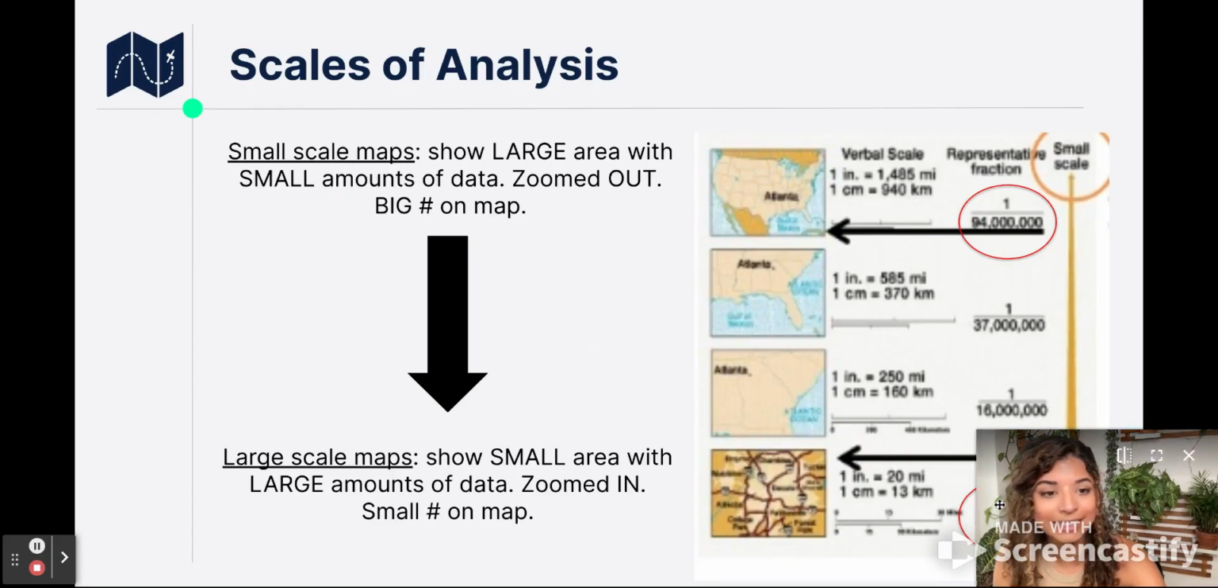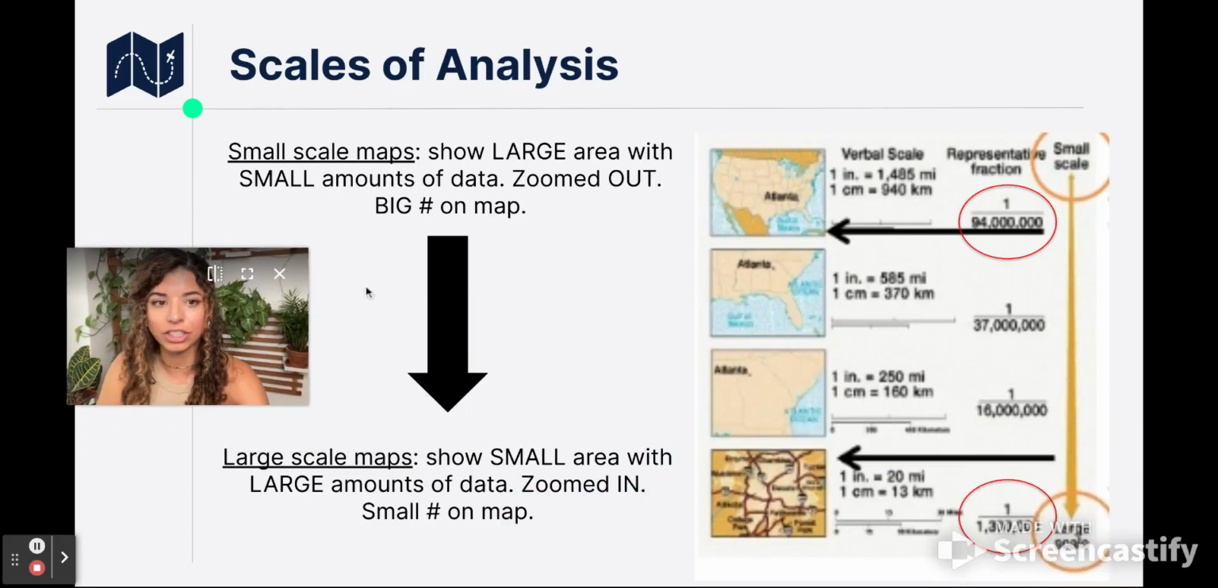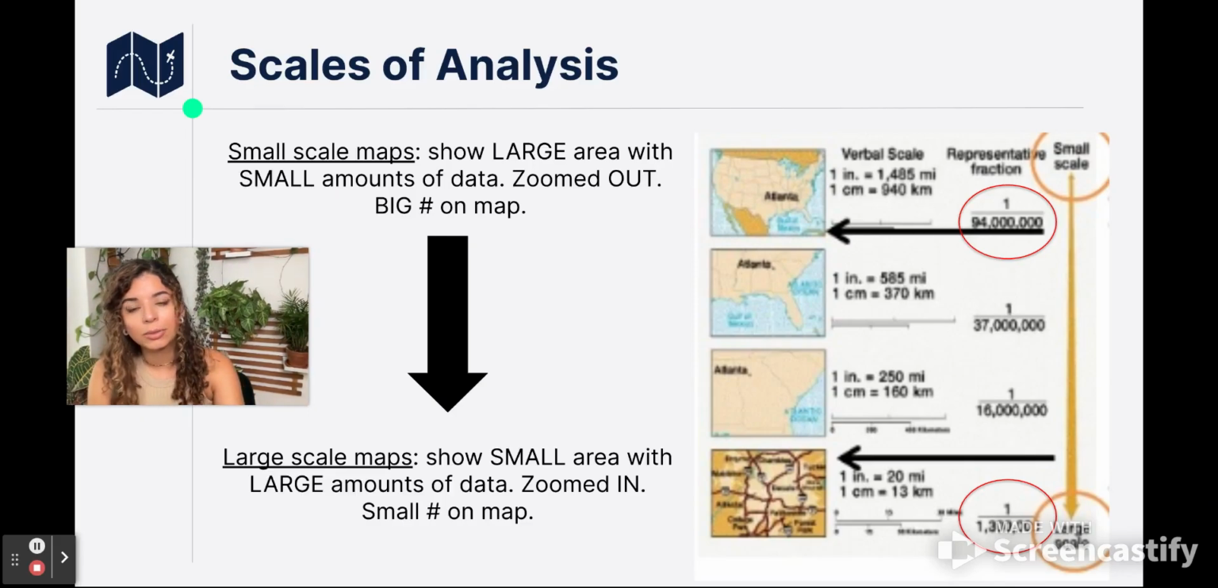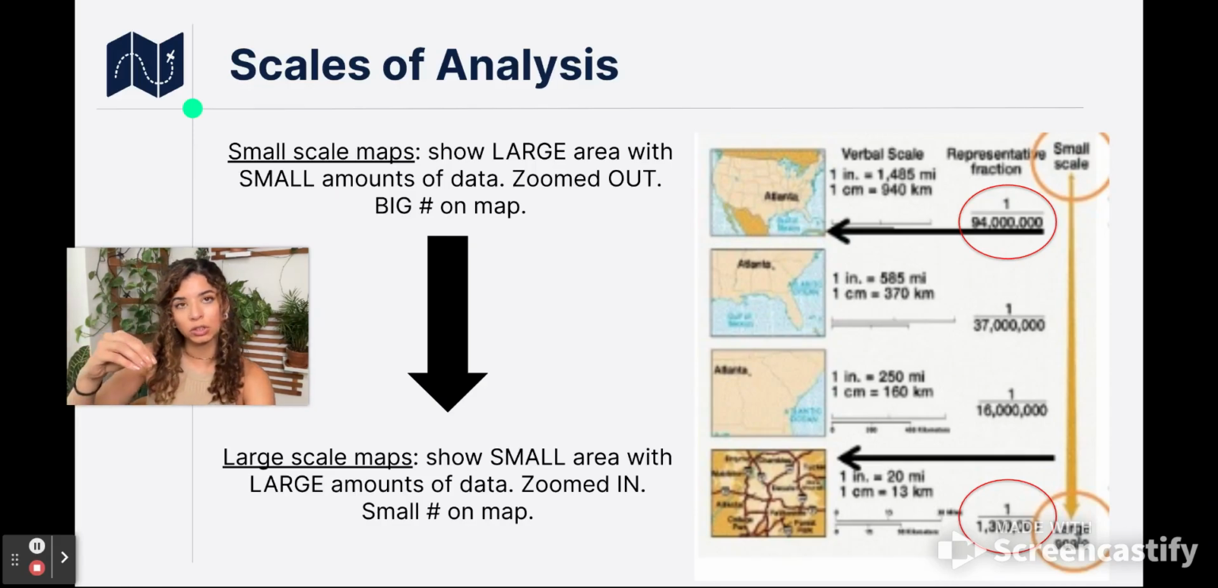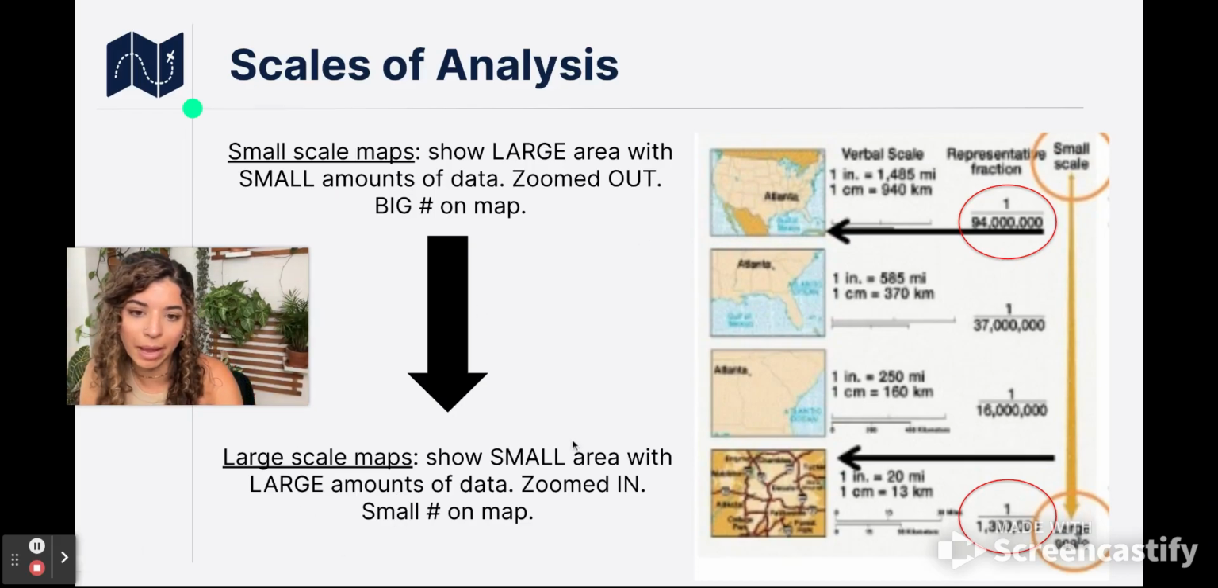So in terms of map scale, we do have to have a general understanding of scale like this that you might see on certain maps. So we have small scale maps. These show a large area with small amounts of data. So these are like zoomed out. This is, you can see here, small scale. So it's a larger area. Then we have large scale maps. This is a small area that shows a lot of data. So zooming in, zooming in, zooming in, then that's at the largest scale in this particular little example here.